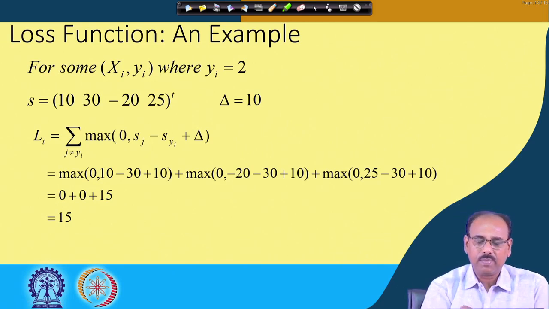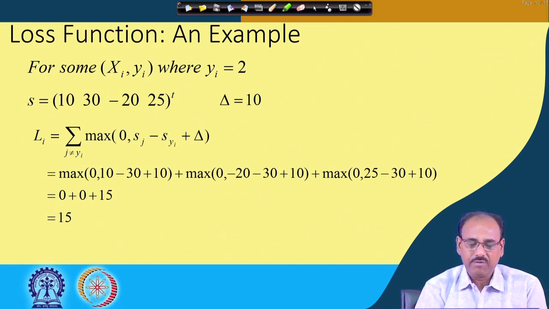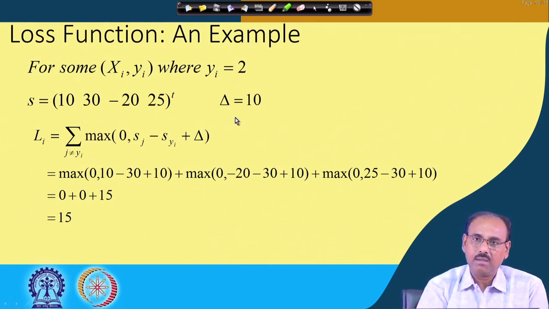This is an example. Suppose I have taken a yi which belongs to class 2, and the score function is given by 10, 30, minus 20, 25. If you compute the loss function, then for the first one the loss will be equal to 0, because 30 is greater than 10 by a margin which we have assumed to be 10, and here it is greater by more than 10. Coming to this one, again 30 is more than minus 20, the score for the third category, by more than 10. Then come to the fourth category, for which the score is 25.